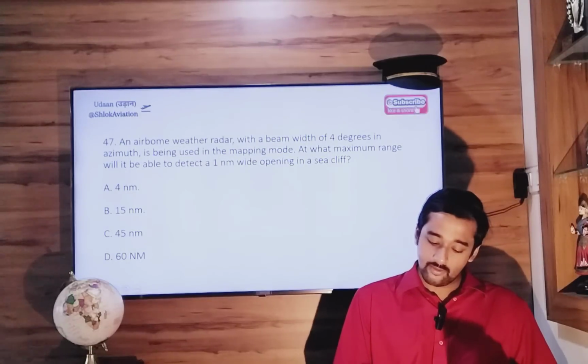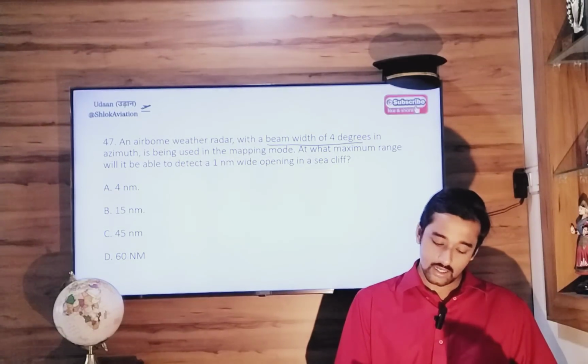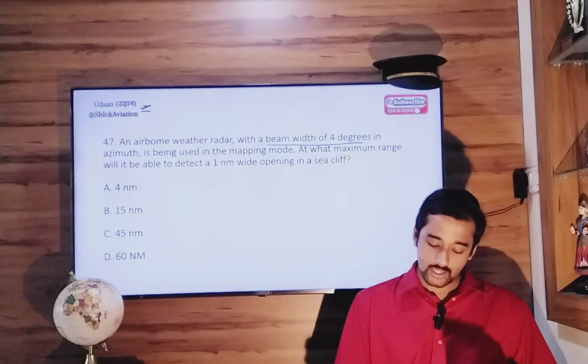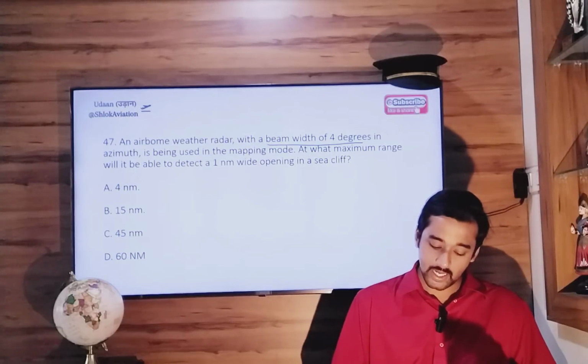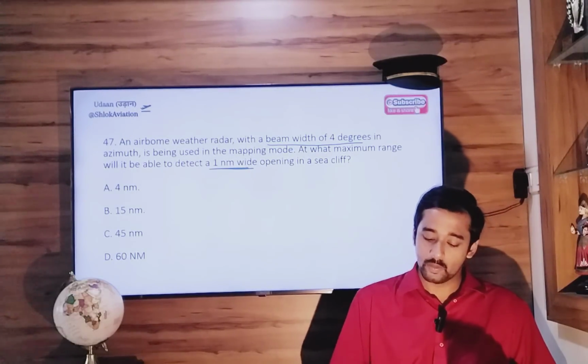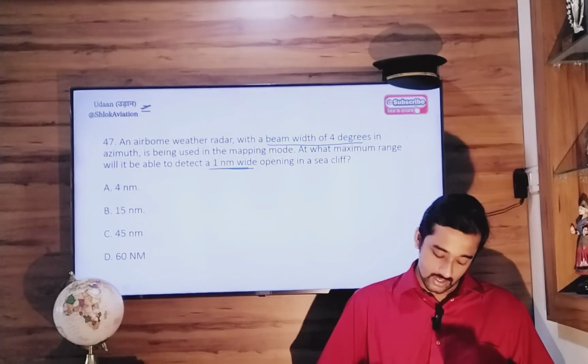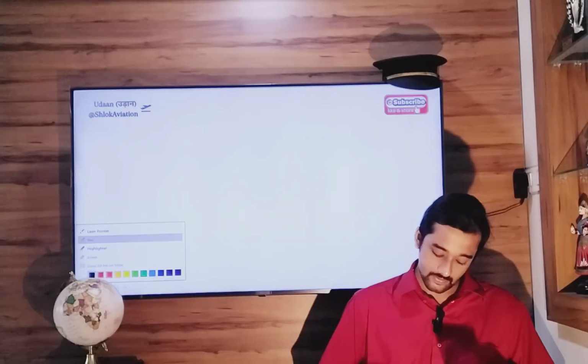47. Beam width is given as 4 degrees. At what maximum range will it be able to detect a 1 nautical mile wide opening in a sea cliff? So that means there is an aircraft here.